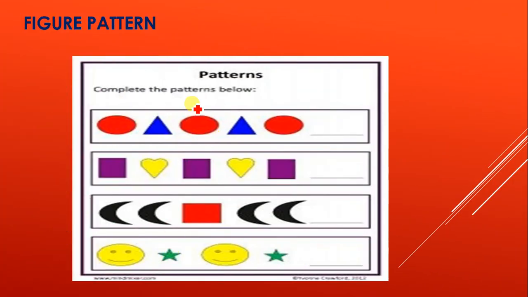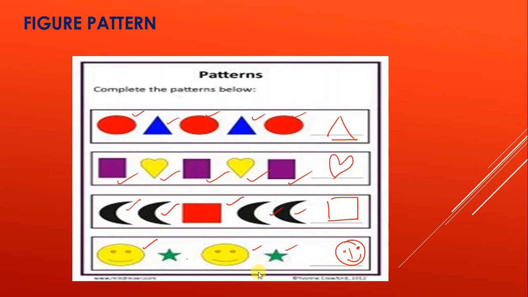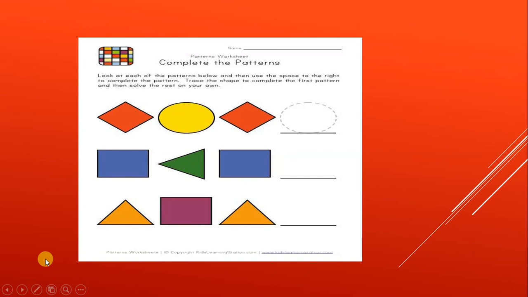Next, figure pattern. If such types of figures are given, how will you fill them? Circle, triangle, circle, triangle, circle, then blue triangle, then square, heart, square, then heart, then half, then rectangle, then half, then rectangle, then smiley, star, then smiley. So you have to fill the pattern by using such figures. What is the missing figure?